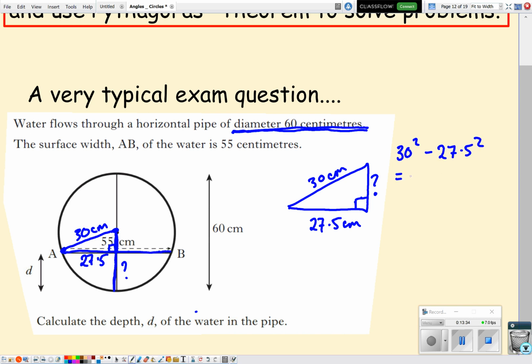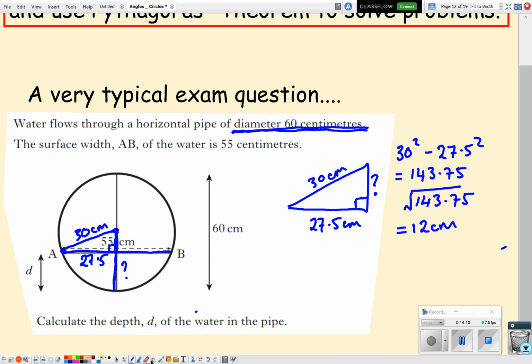Grab the calculator, 30 squared, take away 27.5 squared, comes to 143.75, so we need to take the square root of that. And we get 11.98. Oh, that's good enough, we can just go for 12. Okay. So this height here is 12 centimeters.